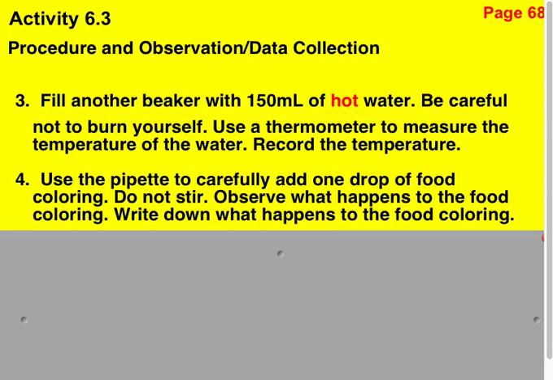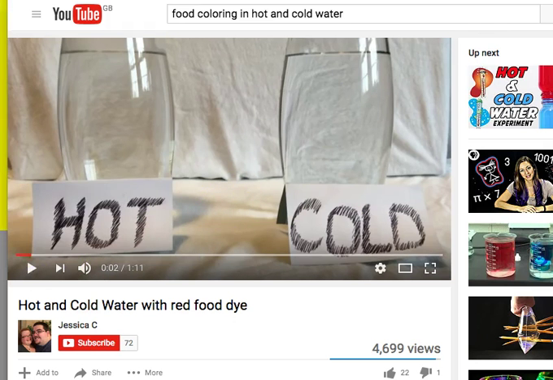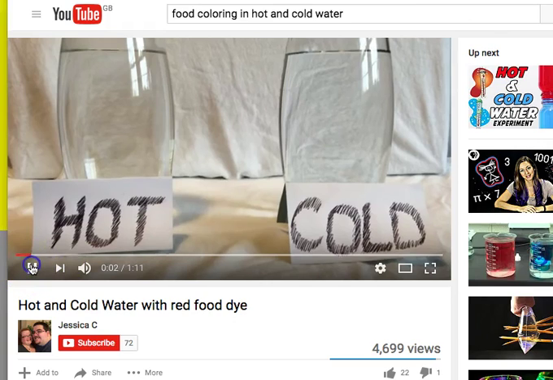I'd also have you do this with another 150 milliliter beaker, but with hot water. I'd have you boil some water with a Bunsen burner, record the temperature, and then tell me what you observe happening with the food coloring. The whole idea is I want you to see the difference between the cold water and the hot water. We can't do that if you're not here, so I found a video for you. I'm going to start the video right away.